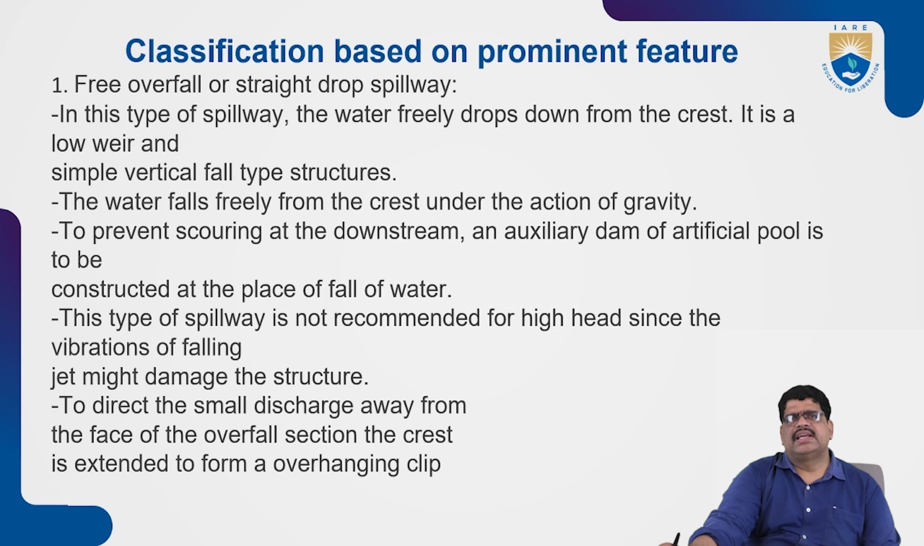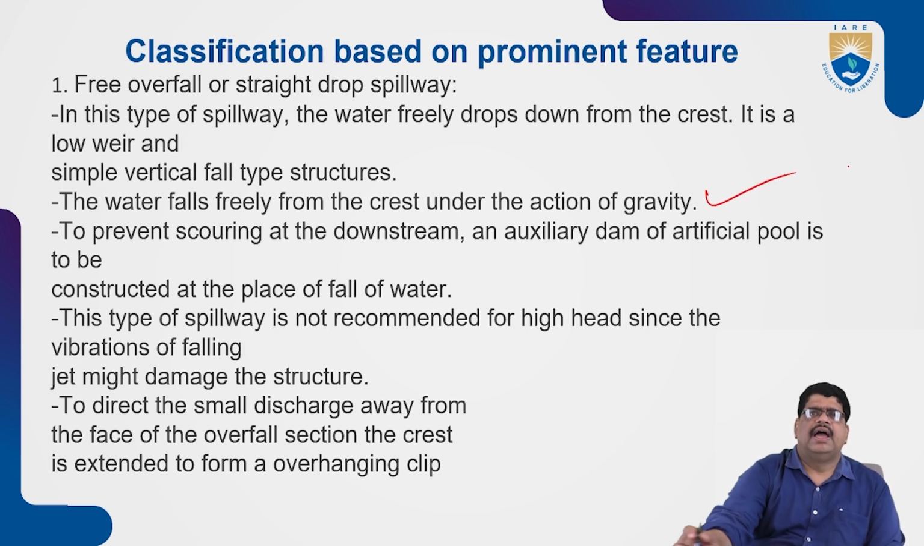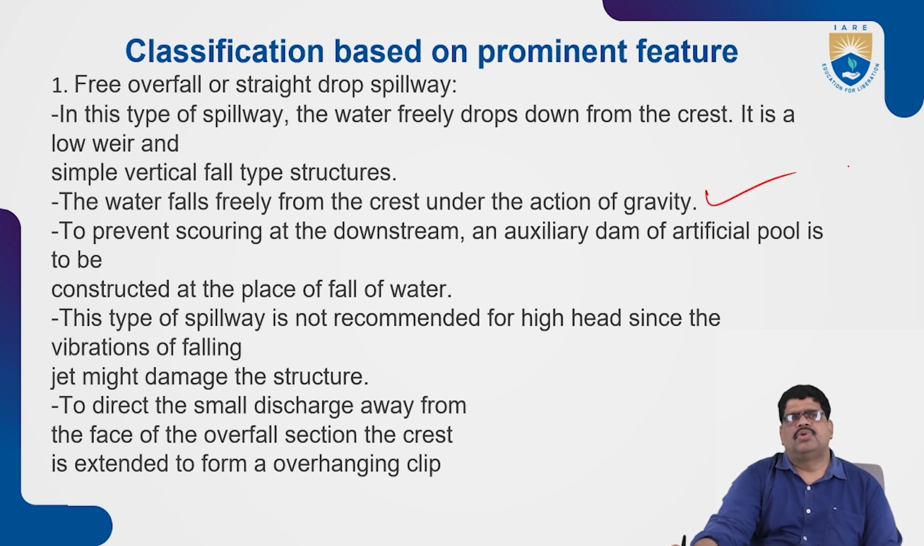Next, classification based on the prominent features. Let us see the prominent features. The first is the free overflow or straight drop spillway. It means water can be dropped from the crest vertically to the structures. The water falls freely from the crest under the action of gravitational force. So this is a very important point.